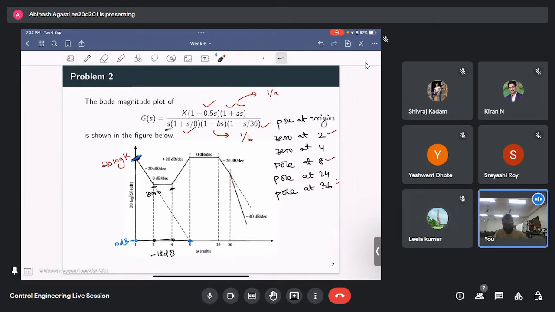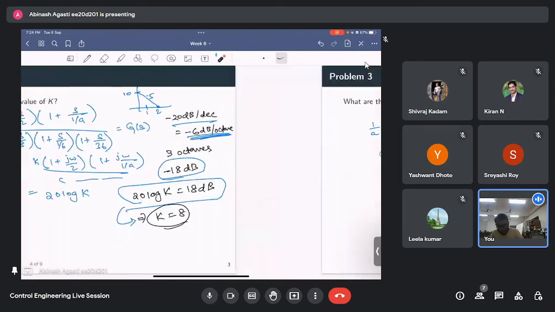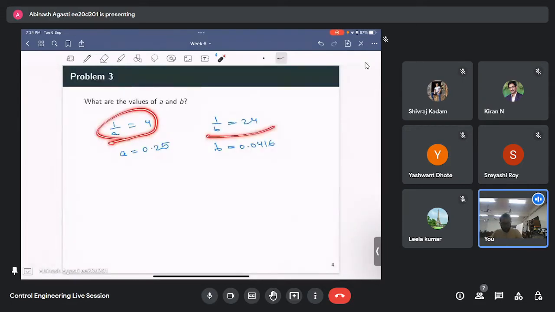Correct. So, from the given transfer function, we can see that this is the zero at 2, pole at 8, pole at 36. So, one zero and one pole is missing. So, from that we can find out that the zero is 4 and the pole is 24. So, the calculation is just 1 by A equal to 4, 1 by B equal to 24.